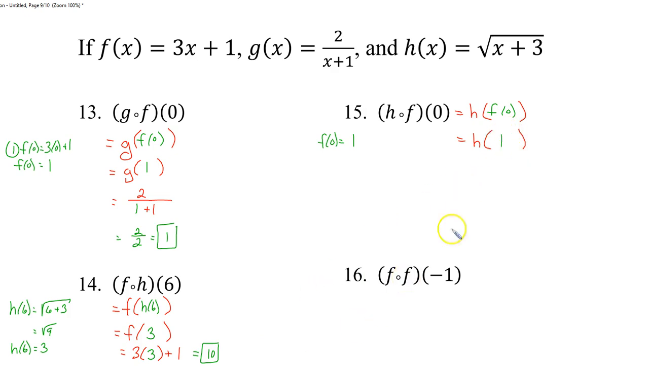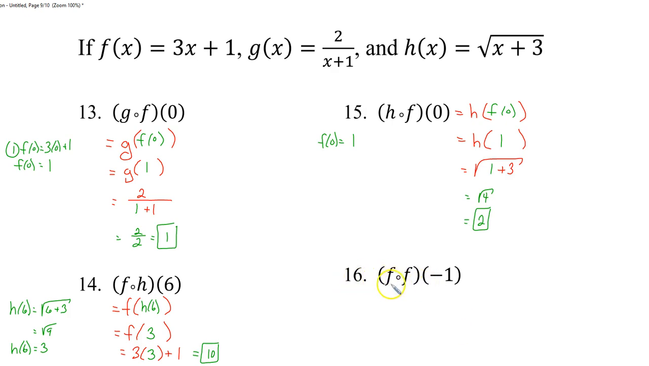My h function is this square root, and so I have the square root of x plus 3, excuse me, but that x is a 1. So I have the square root of 4. The square root of 4 is a very nice 2.